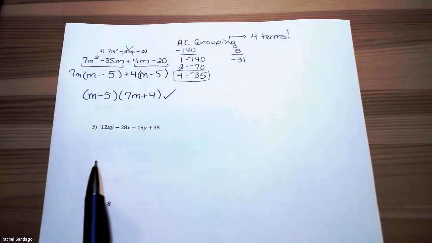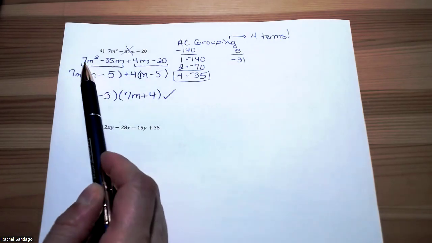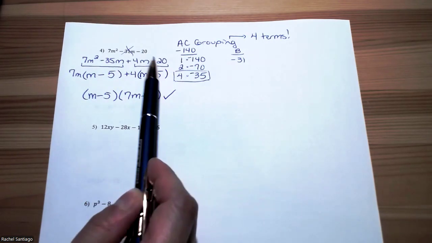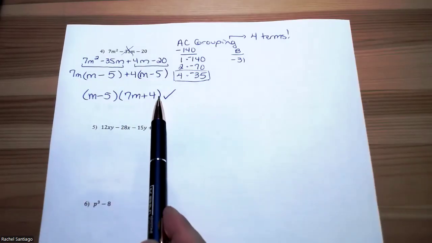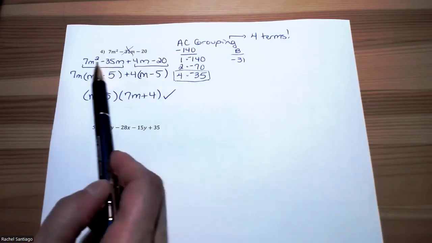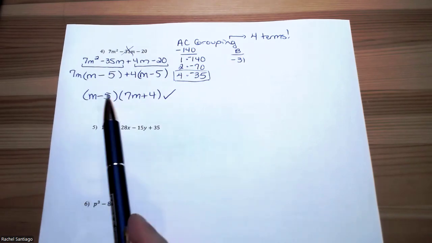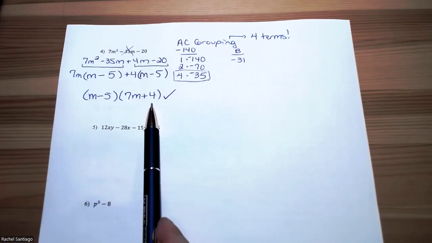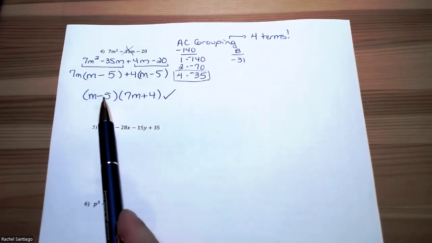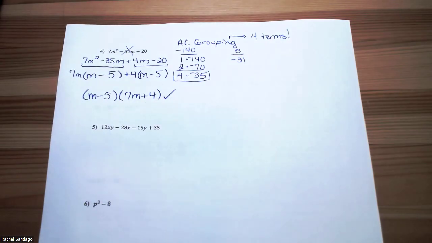I want you to consider really quickly what happened. We went from 4 terms to 2 terms to 1 term. So 4, cut it in half, 2, cut it in half, 1. And we're looking for 1 term, okay? A product of factors. Cool.